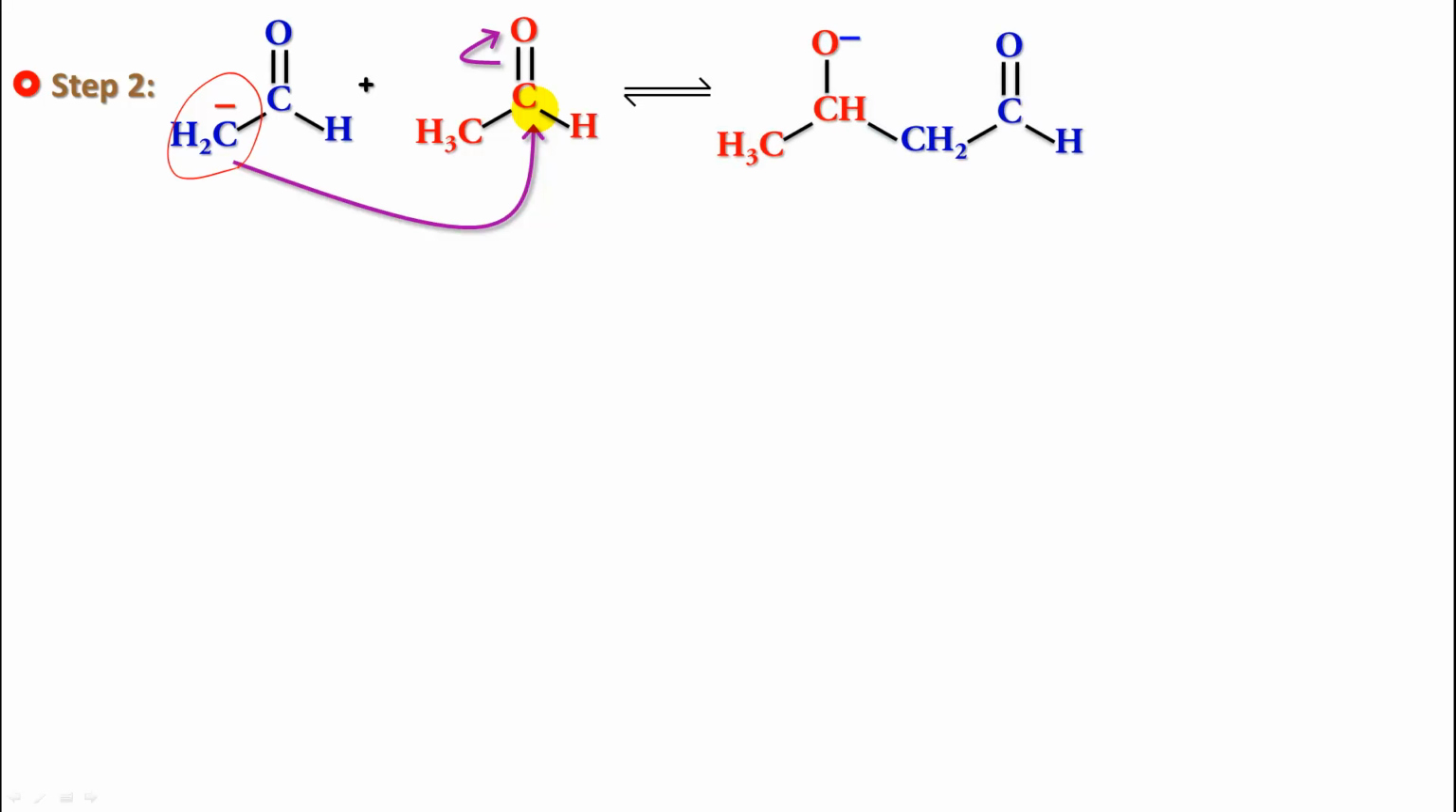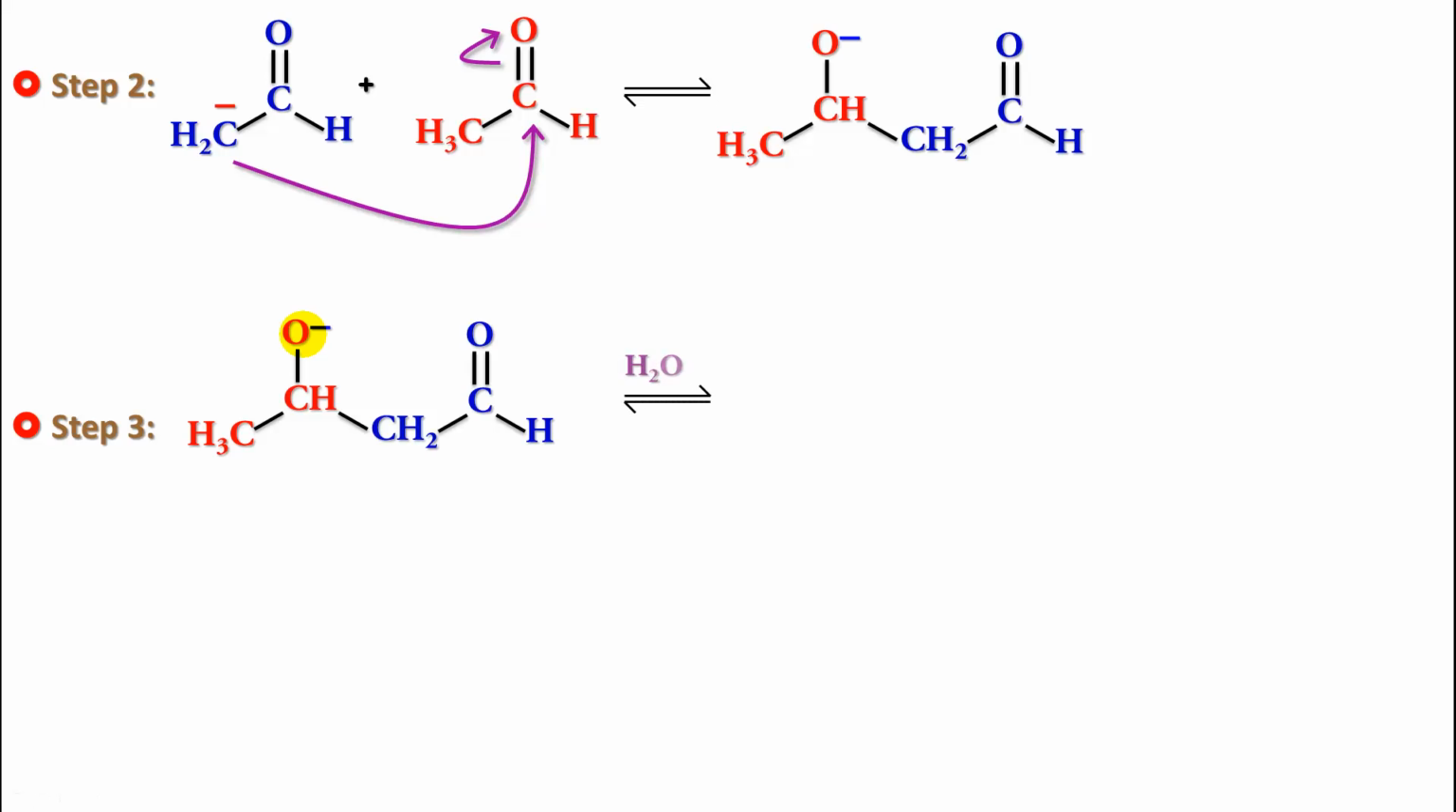These two get added. As you can see, this CH2 is attacking this carbon. This is that CH2, the blue CH2, and this is the CHO part. This becomes O negative. This is the methyl group here, and they are attached now. And this is step 2. Step 3 is when water, which is a solvent, is going to give the proton to this O minus and give us the aldol product.